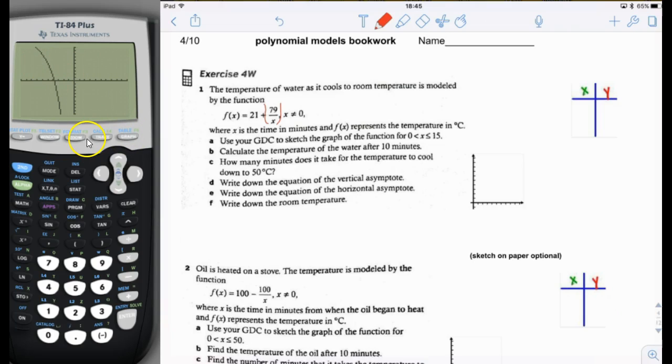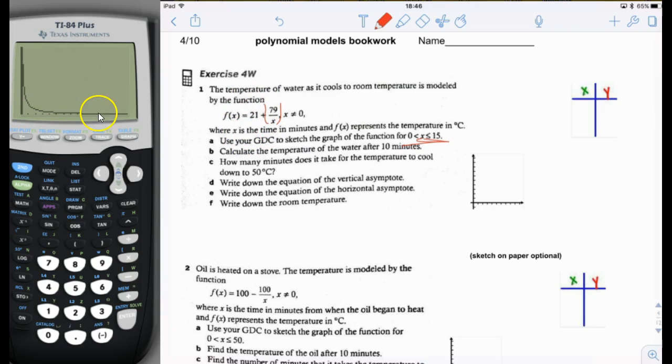We can't even see most of it. It says actually to graph the function from 0 to 15. So let's adjust our window so that it goes from 0 to 15. And I think a lot of it's going to get cut off. So let's also do zoom fit. All right, there it is.